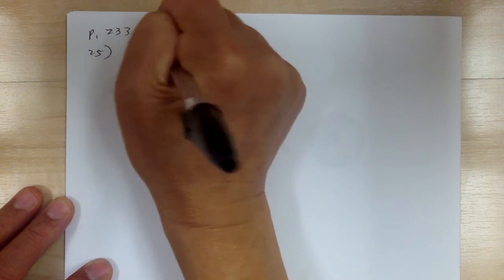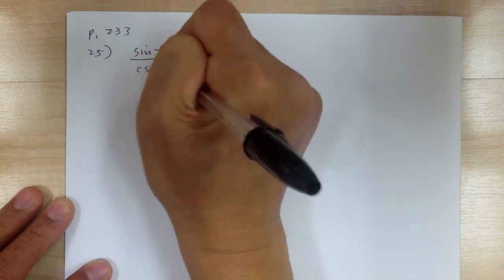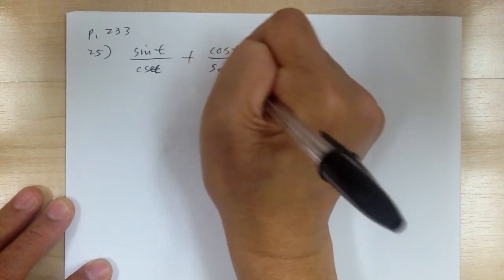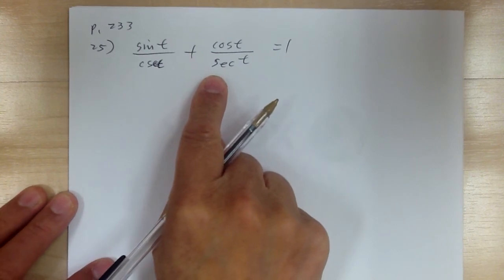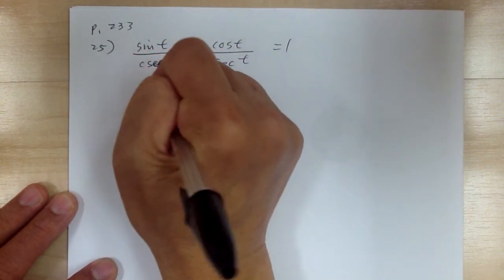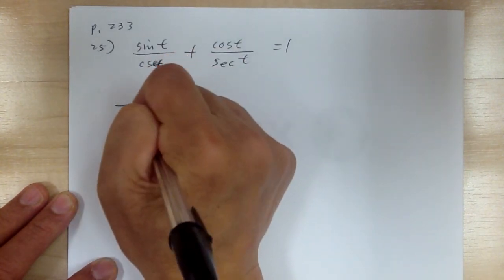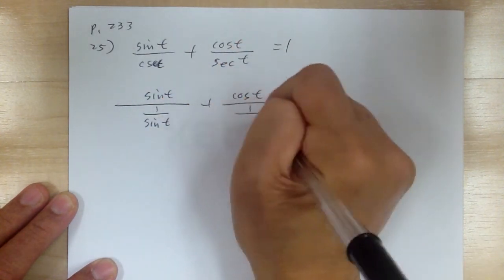Okay, let's go to 25. You have sine t over cosecant t plus cosine t over secant t equal to 1. So again, this side is more complicated, so you have to simplify this side. And to simplify, you change everything to sine and cosine. And keep track of your major fraction line. Cosecant is 1 over sine. Secant is 1 over cosine.